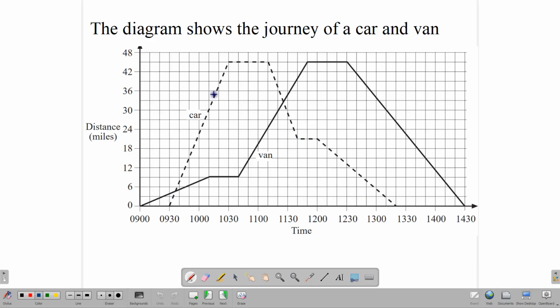So a slanted line means that the thing is moving. The flat line means it has stopped. And the line heading in the opposite direction means that it's returning to where it came from. Now let's look at two questions from CXC that we can answer and put these into perspective with calculations.